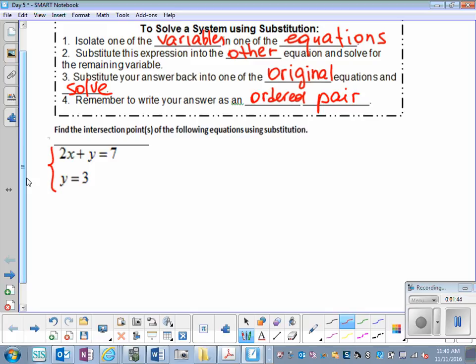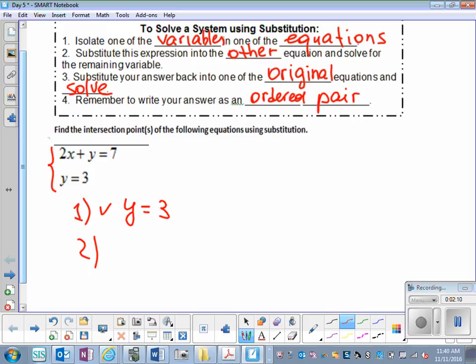Dylan? Well, if I look at the second one, y is already isolated for me, so I can just skip the step because it's done for me. Y is already isolated, so the first step is done. Y equals 3, isolated. So the second step, what do we do? Substitute this expression into the other equation and solve for the remaining variable.